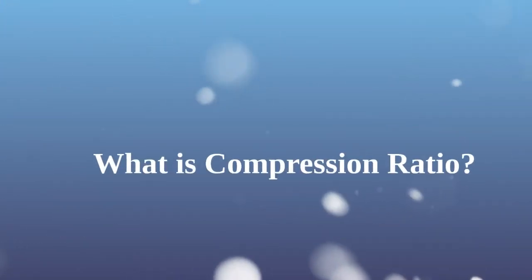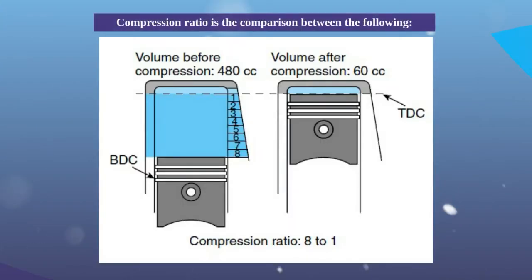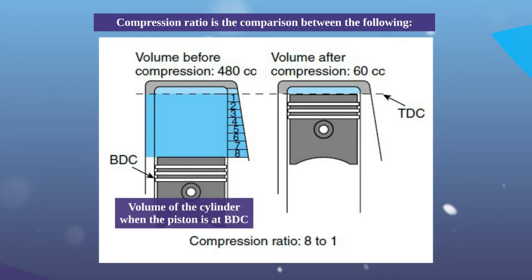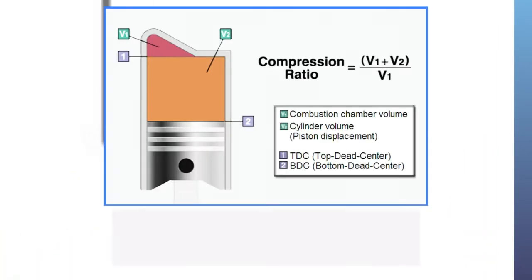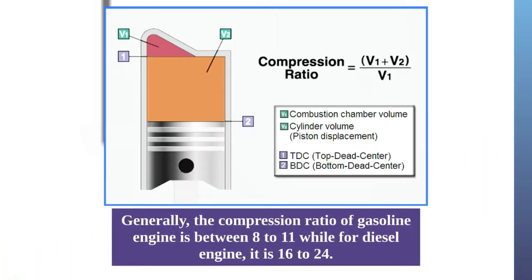What is compression ratio? Compression ratio is the comparison between the following: volume of the cylinder when the piston is at BDC, and volume of the cylinder when the piston is at TDC. Generally, the compression ratio of a gasoline engine is between 8 to 11, while for a diesel engine, it is 16 to 24.